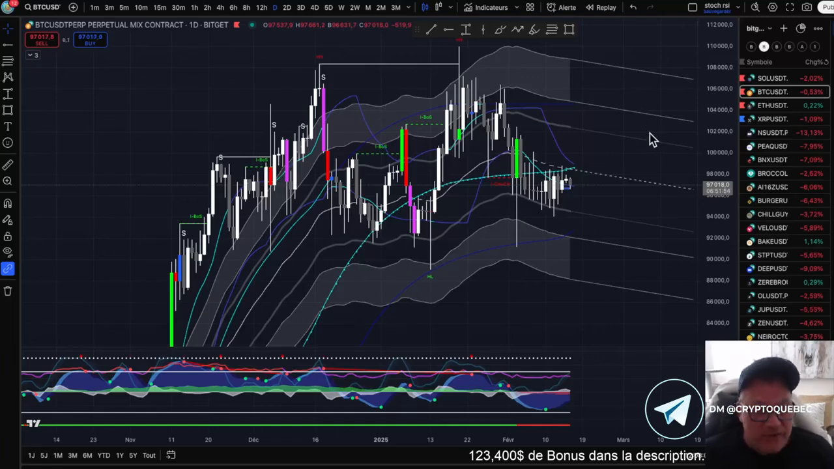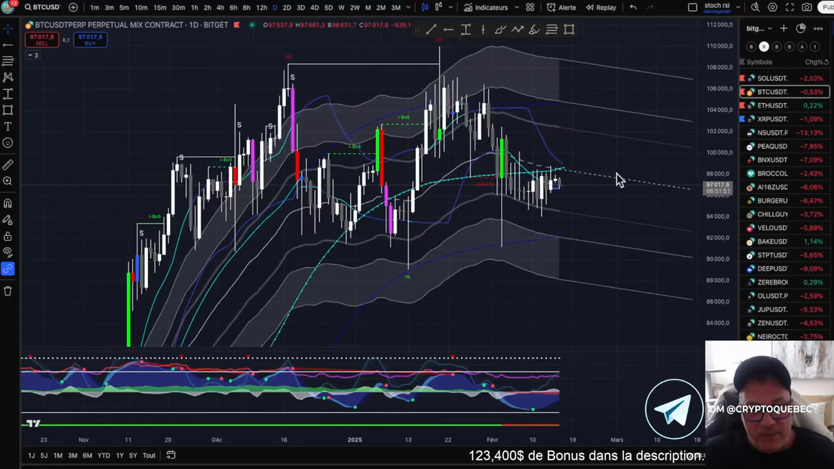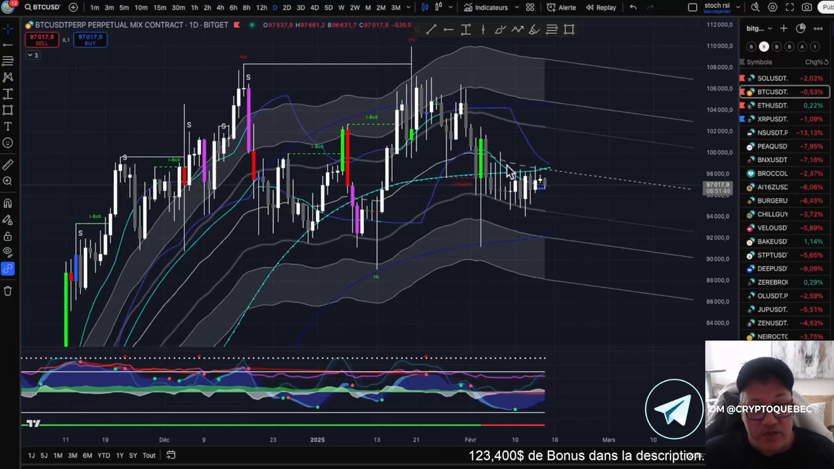Bitcoin situation. After 10 rounds, we can see that Bitcoin is sluggish. It's not doing much. It's always in this range. And you can see that the Crypto-Quebec indicator works very well. So we place it on the line for the bank.